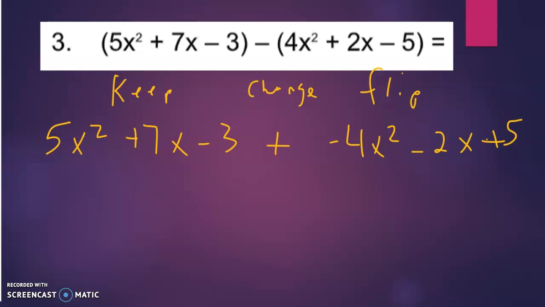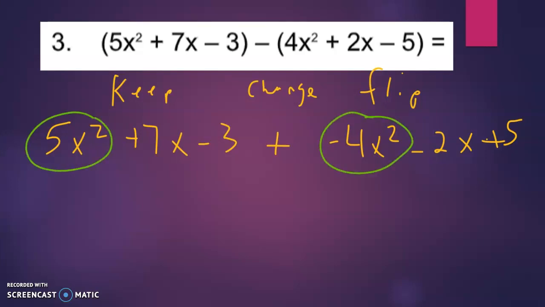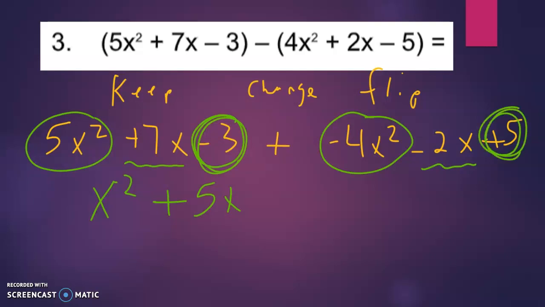I then go and combine my like terms. 5x squared and negative 4x squared becomes 1x squared. Positive 7x and negative 2x becomes positive 5x. And negative 3 and a positive 5 becomes a positive 2. And that is your final answer.